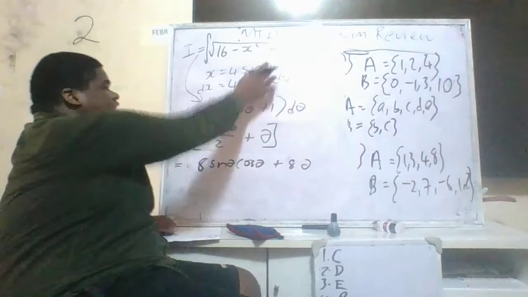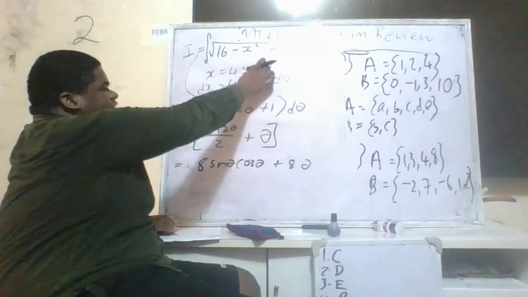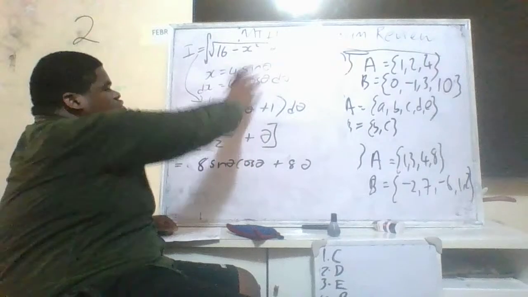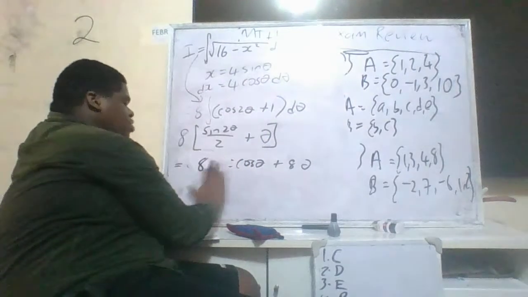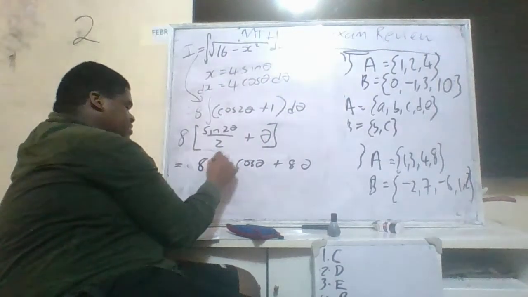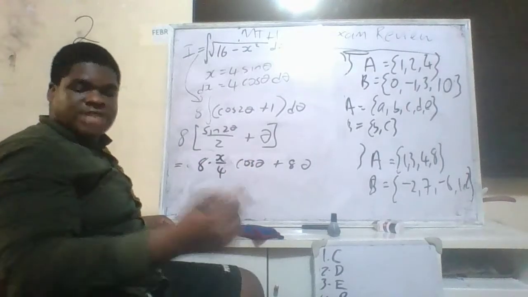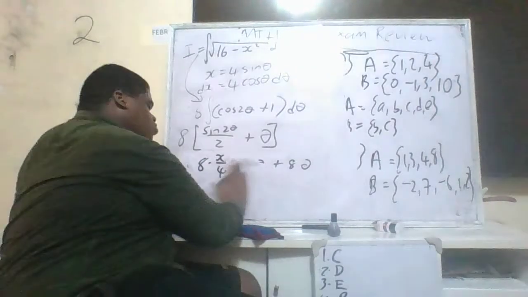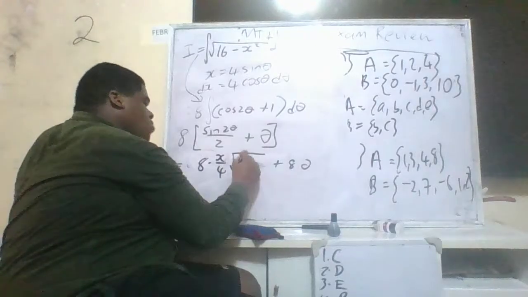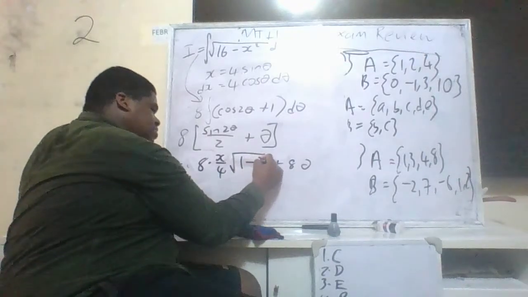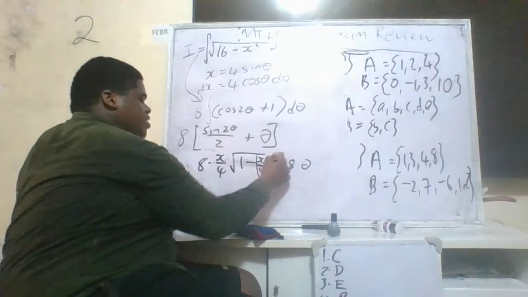Sine theta is equal to something. Sine theta is equal to x over 4, because you can see x equals 4 sine theta. So that means sine theta is going to equal x over 4. So instead of sine theta here, we're going to just put x over 4. Cos theta is equal to the square root of 1 minus sine squared theta. So that will be equal to the square root of 1 minus x over 4 all squared.